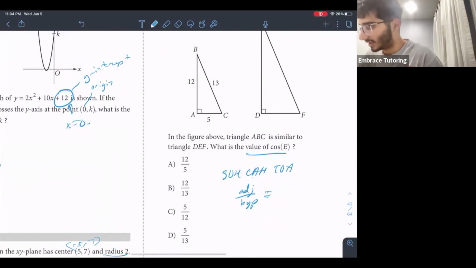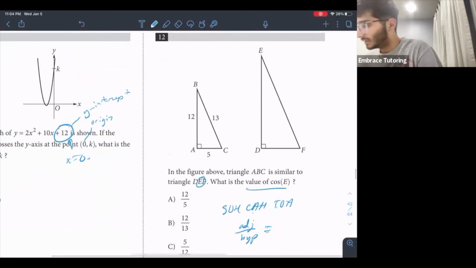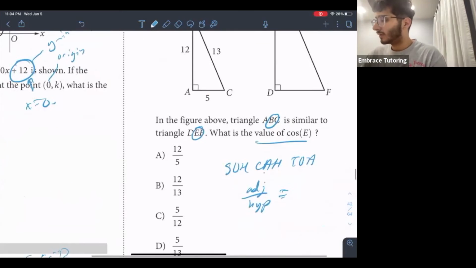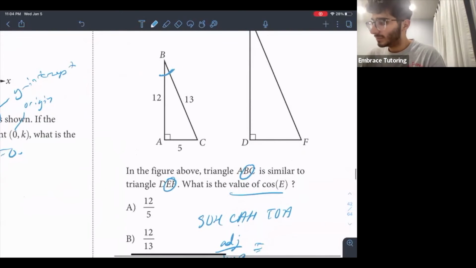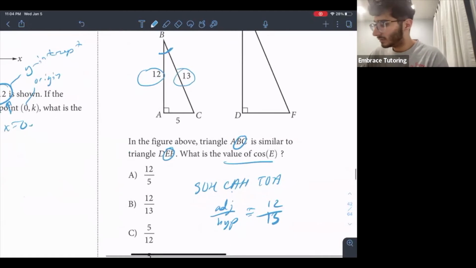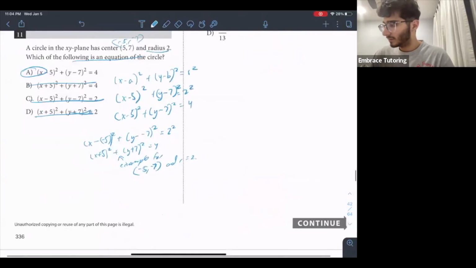Since they're similar triangles, we could do adjacent for cosine E. Angle E is complementary to angle B, this angle right here. So we have to look at the adjacent and the hypotenuse side. The adjacent would be the 12, and the hypotenuse would be 13 right here. And so our answer would be B. So 12 would be B. Okay, that's how you do question 12.